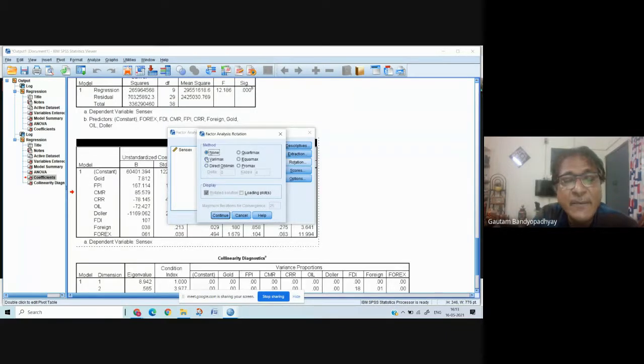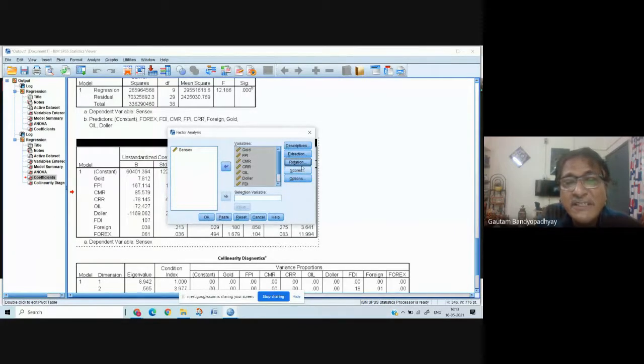One is orthogonal and the other is oblique. Varimax is the best method for orthogonal rotation, and Quartimax is also orthogonal. Direct oblimin and Promax are called oblique rotation. I am not going into this. I select only the orthogonal rotation, Varimax. So what is orthogonal rotation? There is no interaction between two groups. Try to remember, there is no interaction between the groups. So now the rotation part is complete.